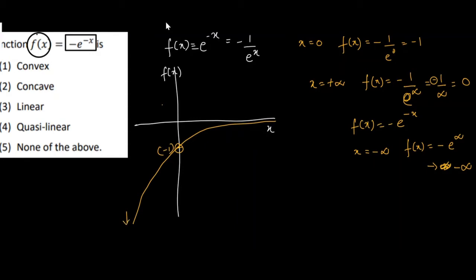So therefore, this curve will be a concave curve, because we decide the convexity or concavity of the curve by looking from downwards. So from downwards it is concave. So the function would be a concave function.